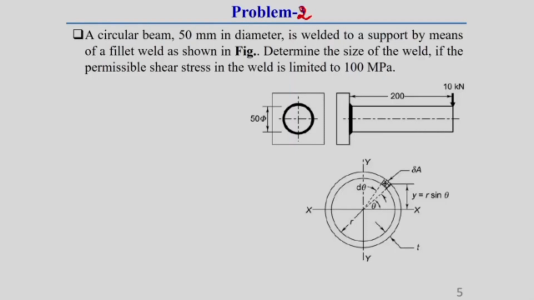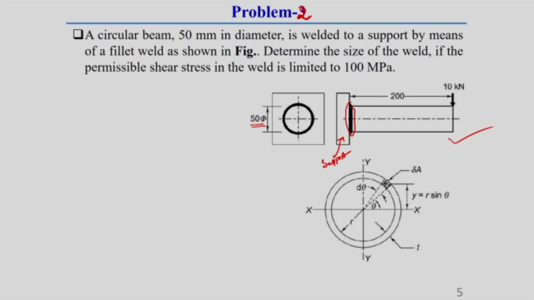So, the second problem statement is about a circular beam. This is problem number 2. A circular beam, whose length is 200 millimeter, which you can see in this figure, and whose diameter is 50 millimeter, is welded to a support by means of fillet weld. So, this is generally welded here. This is the support. With this support it is welded by fillet weld.